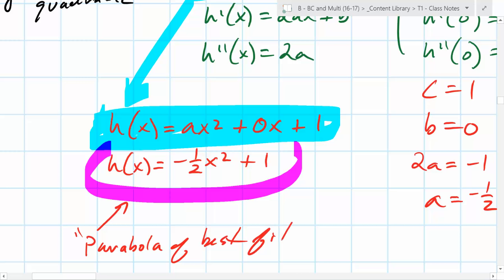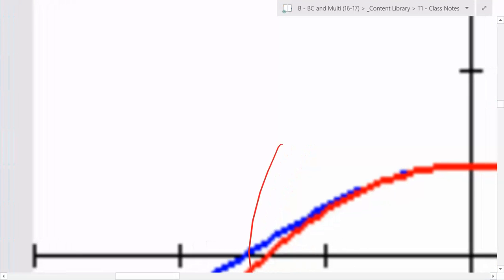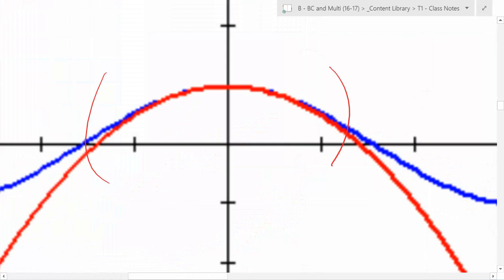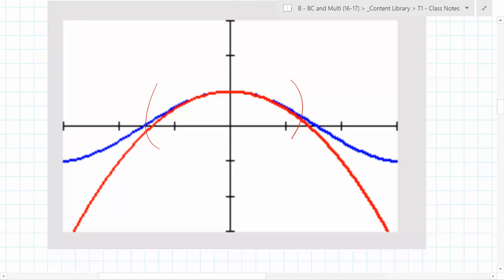And what does that look like? If I did the graph of this, which I pasted in right here, what does the blue represent? That's cosine. What's the red? Yeah, y equals negative 1/2 x squared plus 1. Is that a better estimate for a larger part? Yeah, it's pretty good actually, right?